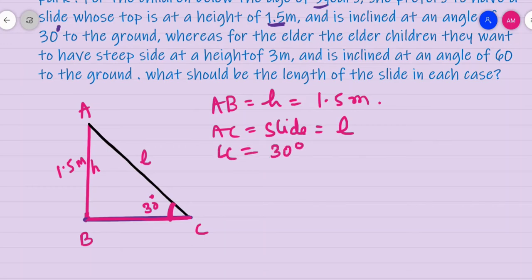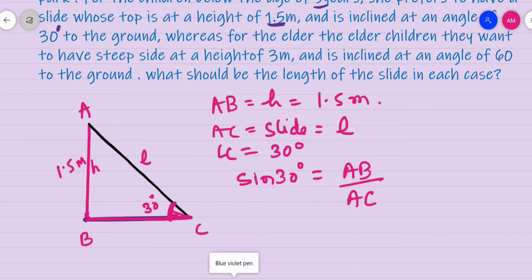Now children, see, AB is the opposite side of angle C. So you have the opposite side with you, and we can go for sine. So sine 30 degrees will be equal to AB by AC, that means opposite side by hypotenuse. Now what is your AB? Your AB is 1.5 and AC is not known to you.